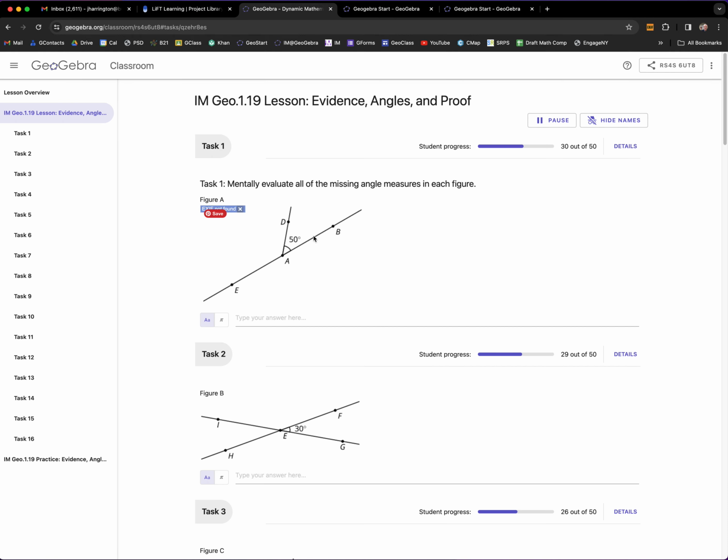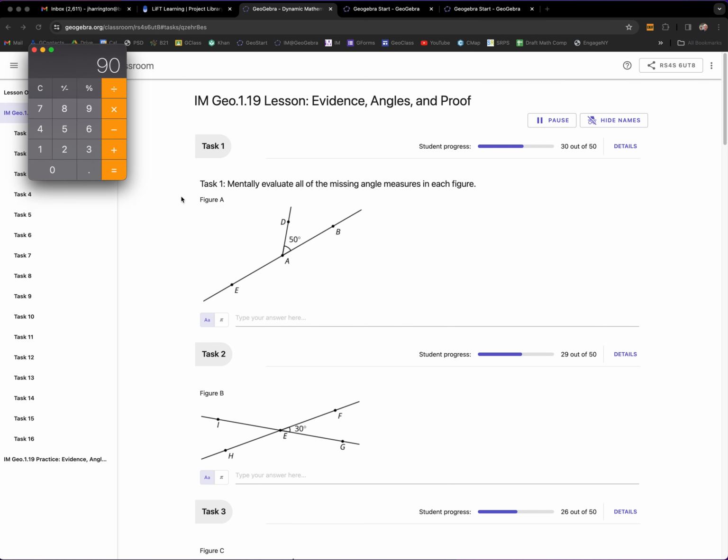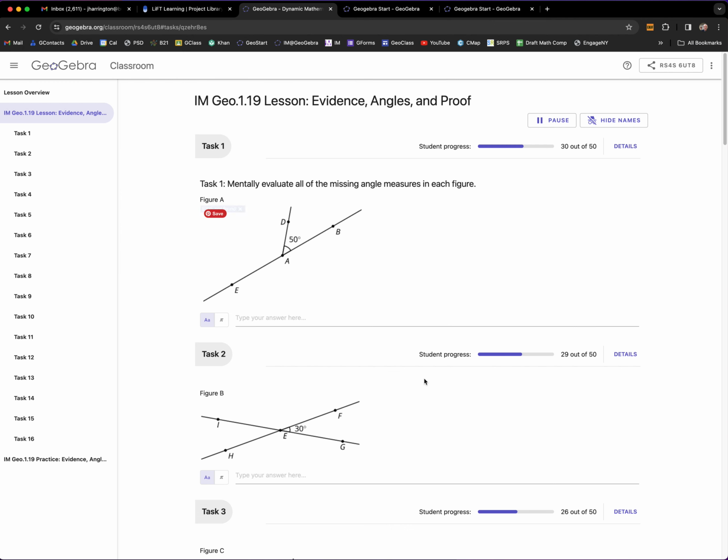So all we have to do is take 180 and take away 50, because we already used up this part. So what's the leftover part? Here we go. Take a quick look at this. 180 minus 50 equals 130. So that's 130. Now you're supposed to be doing this mentally.